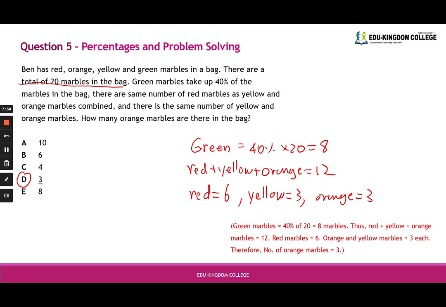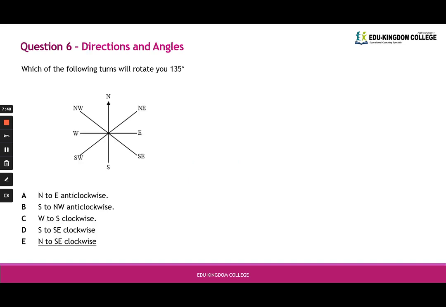All right, next question, question 6. Which of the following turns will rotate you 135 degrees? Okay, so what we need to realize is each of these turns here is going to be 45 degrees, right? So for example, if I was rotating from east to northeast, that'll be a 45-degree rotation, right?